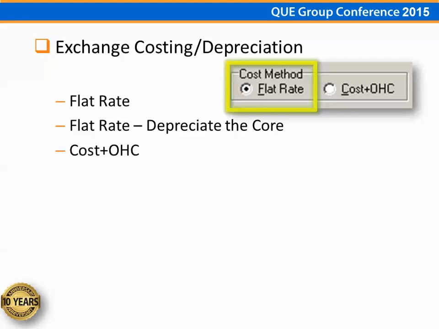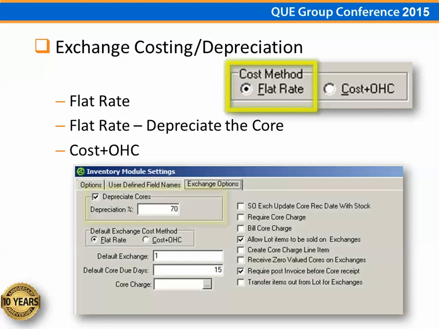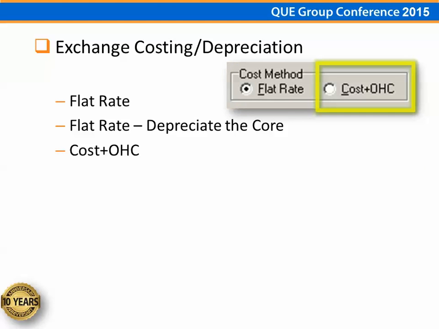So the flat rate, we'll talk about that. There's a flat rate and an option to depreciate the core. Now, the depreciation option is a system-wide setting, so it's important that you understand how you're currently set up and how you're costing, whether you're using depreciation or not. In the inventory module settings, you can see where the depreciation can be set up here. And then the third one is the cost plus overhaul, and we'll talk a little bit about that.